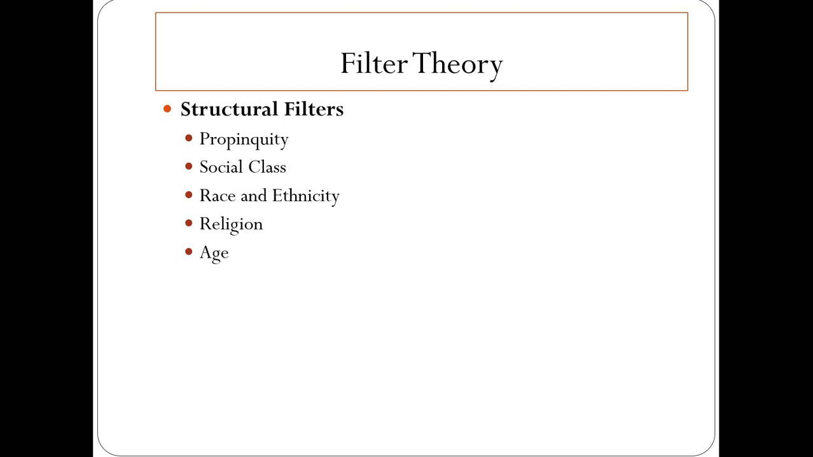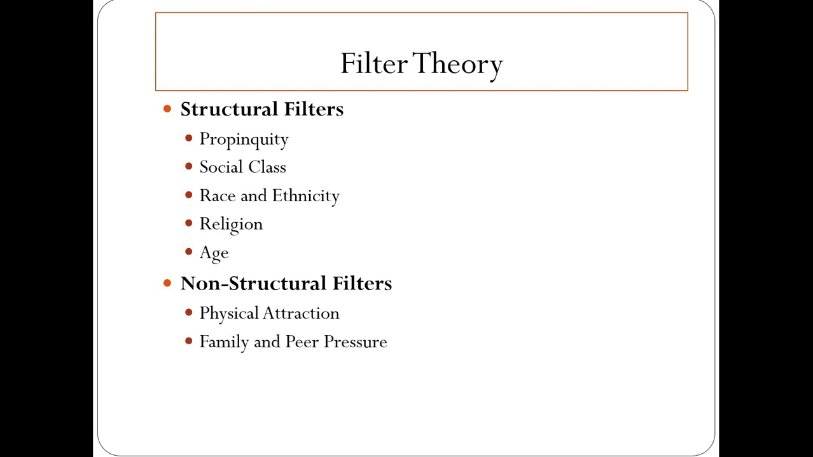Now there are some non-structural filters to point out, other kinds of things that also influence mate selection. This is just kind of a side to the thing, but there's non-structural filters such as physical attraction, shorthand, people tend to marry people who are about as physically attractive as they are, okay? And there's family and peer pressure, okay? It is, again, very difficult to date someone or marry someone whom your family doesn't like and your friends don't like. Okay, so those are also non-structural filters there.